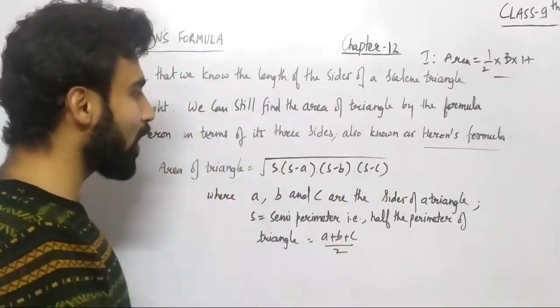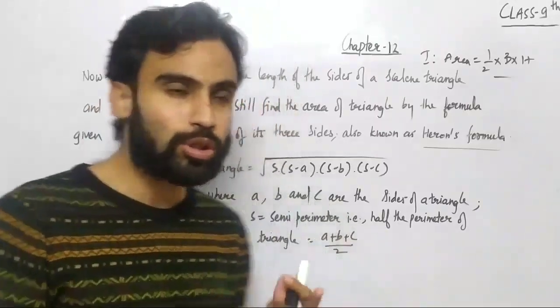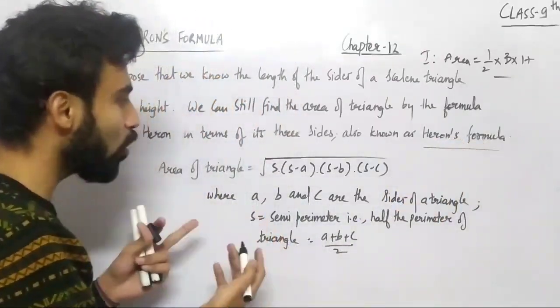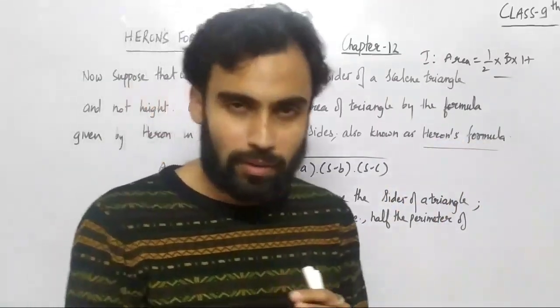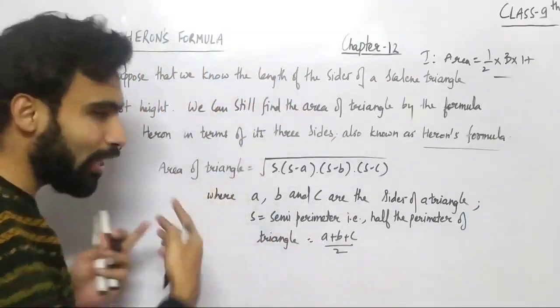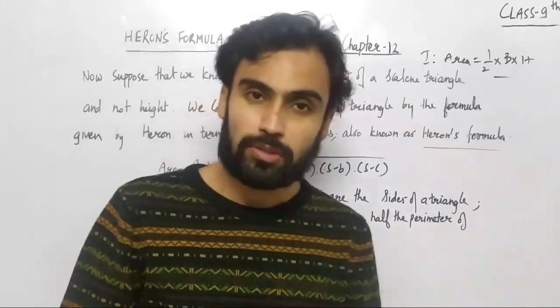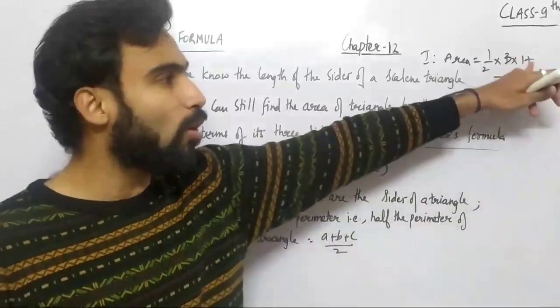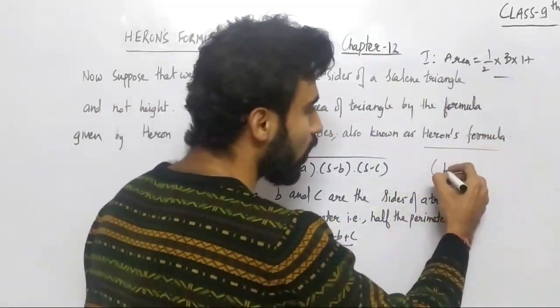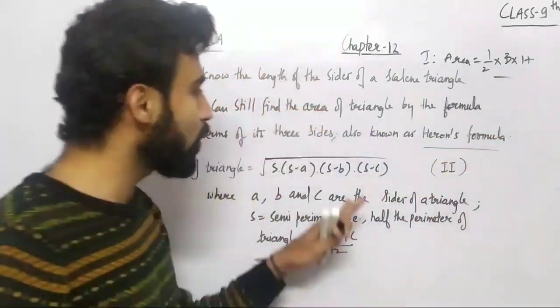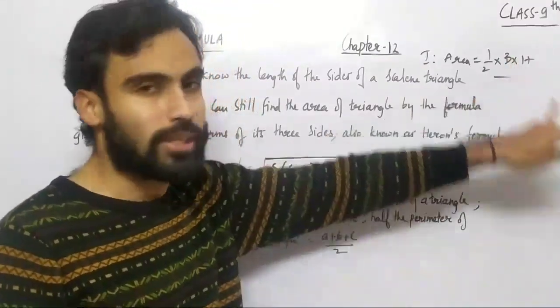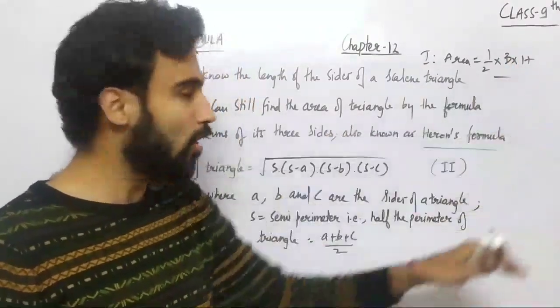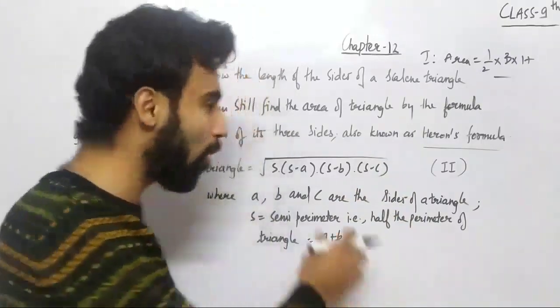So this is the formula given by Heron, which is also known as Heron's formula, to calculate the area of a triangle, right? So we can calculate the area of any triangle with the help of this formula, if we don't know the height of the triangle. So you can also call it the second formula by which you can calculate the area. The first one is this, if you know the height, you can use this. If you don't know the height, you can use this formula, right?